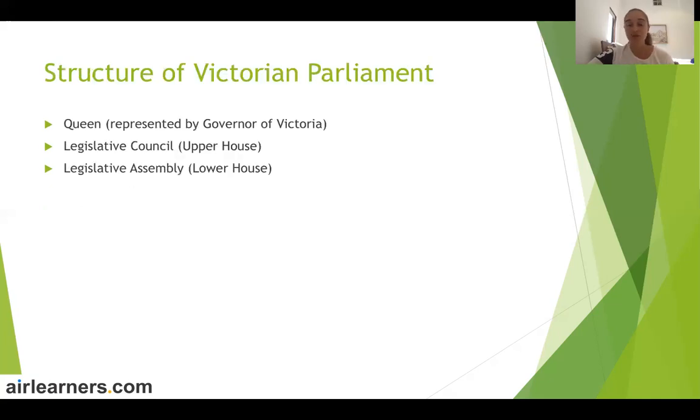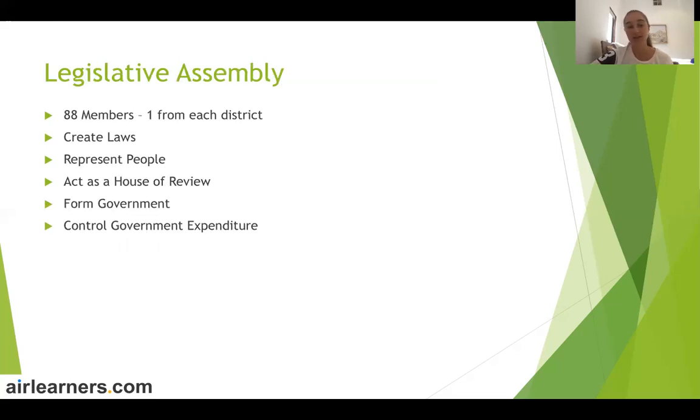So now we move on to the Victorian Parliament. So the Victorian Parliament is actually structured in a very similar way. And so the Victorian Parliament also has a Crown who is represented by the Governor instead of the Governor-General, because this is Victorian. We have the Legislative Council, which is our upper house, and the Legislative Assembly, which is our lower house. The Legislative Assembly, which is the lower house, has 88 members, one from each district across Victoria.